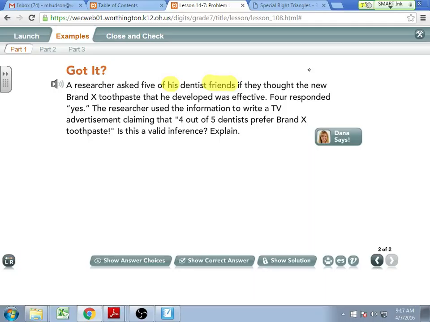No. So, first off, they're his friends. Second off, my sample is way too small. 4 out of 5 dentists. Now, why is it that lots of commercials will say 4 out of 5? Did they only survey 5 people? No. What do they do with the data? They simplified it. They round it, and they simplify it.